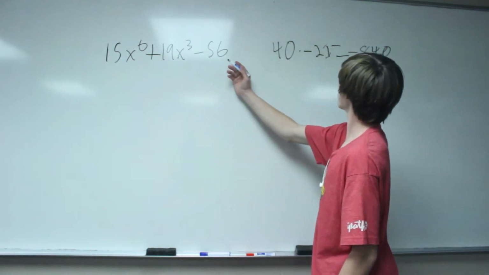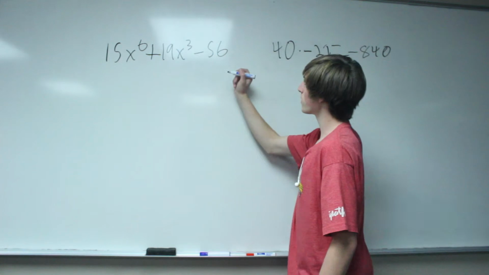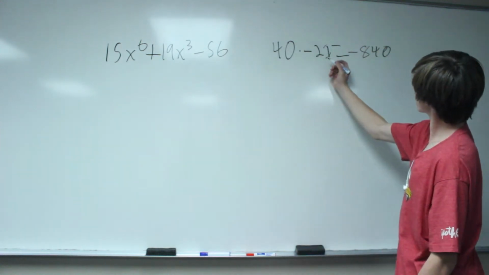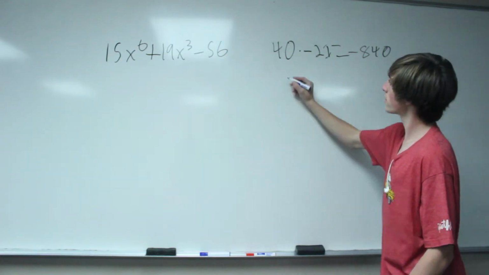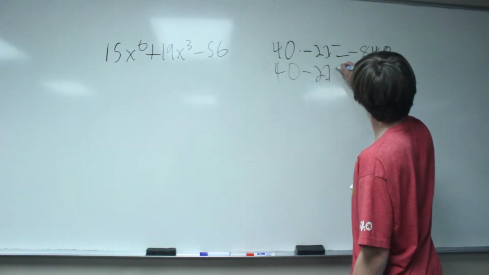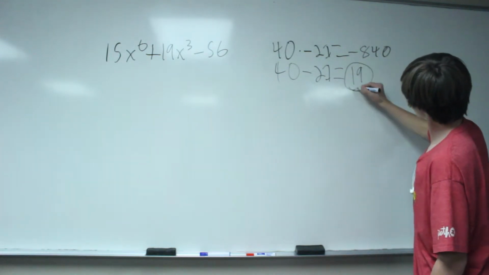Anywho, so we multiplied 15 and negative 56 and got negative 840. And we found that 40 and negative 21 will also equal negative 840, but they also add together to equal 19, which equals our middle term.